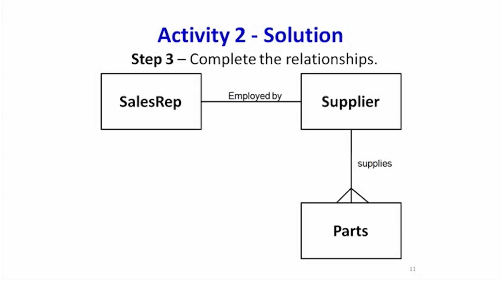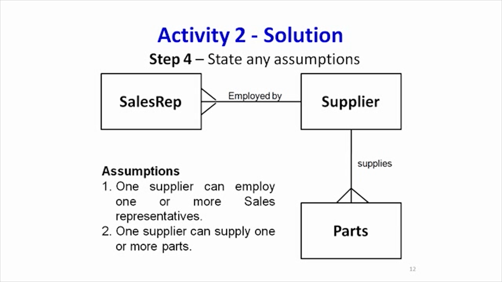Step 3, you need to complete the relationship to show the relationship, either they're one-to-one or one-to-many or many-to-one. As we can see, a sales rep is employed by a supplier, and one supplier supplies one or many parts to a particular customer. And step 4, you need to state any assumptions. And our assumption here is one supplier can employ one or more sales representatives. And assumption 2 is one supplier can supply one or more parts.